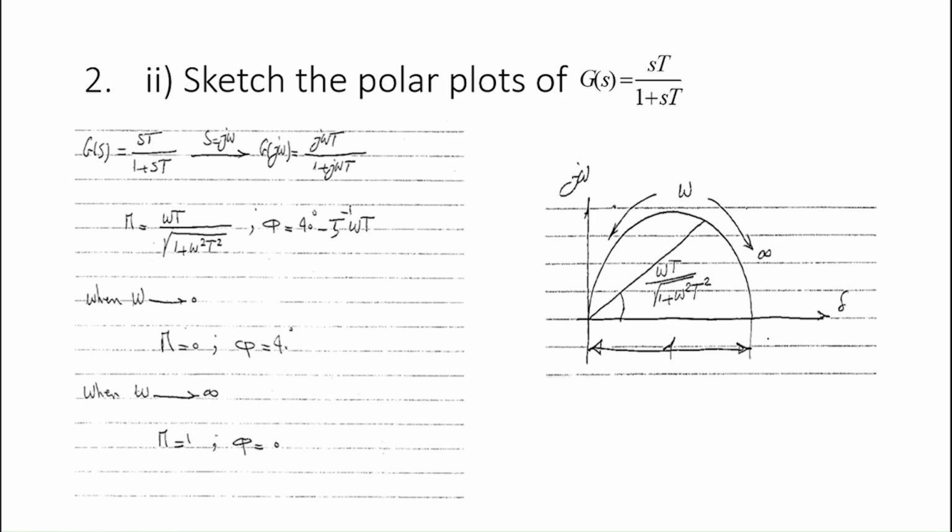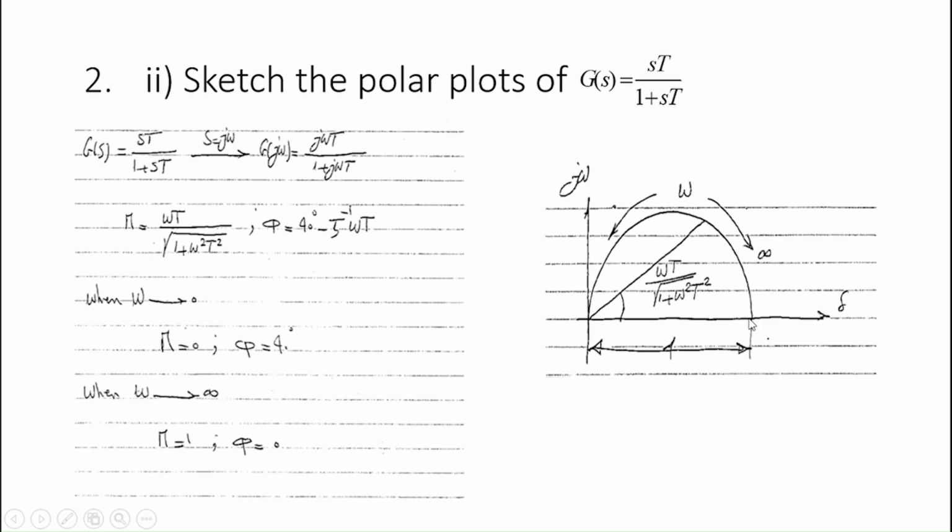The polar plot of this is equivalent to something like this. This is identical to the polar plot of part 1, but it is the inverse of it. Similarly, you have the points for frequency equal to 0 and points for frequency equal to infinity.